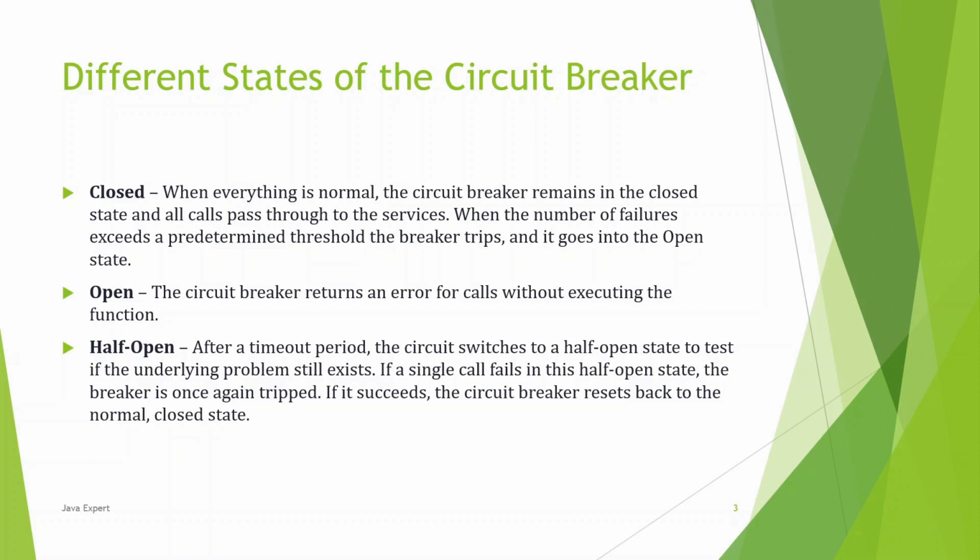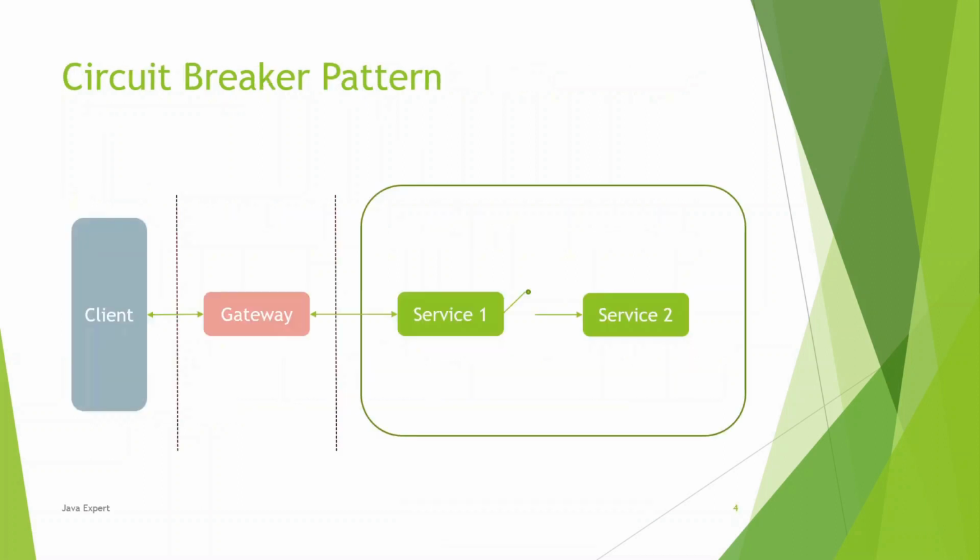After some period of time, the circuit switches to the half open state to test if the underlying problem still exists, basically whether the particular service is still not responding. If a single call fails in this half open state, the breaker is once again tripped. If it is a success, the circuit breaker resets back to the normal closed state. In half open state, we can also set a parameter for how many requests it should test, say 3, 5 or 10 requests. It will send the next 10 requests to the particular service in half open state, and if all are successful, it will close the circuit. If we understand these things, we'll move on to the next.